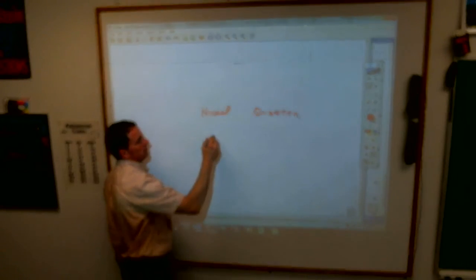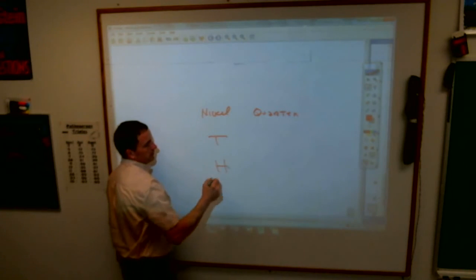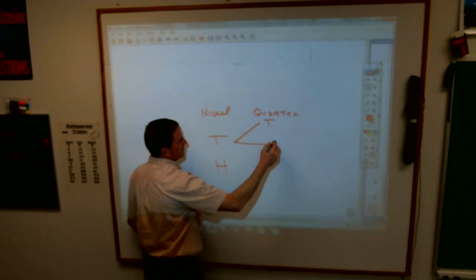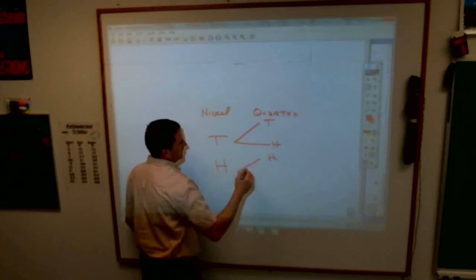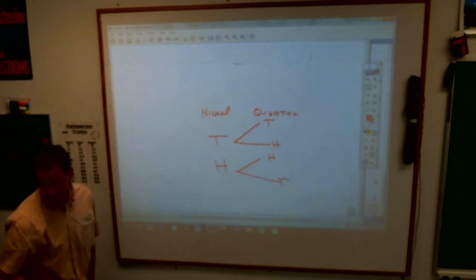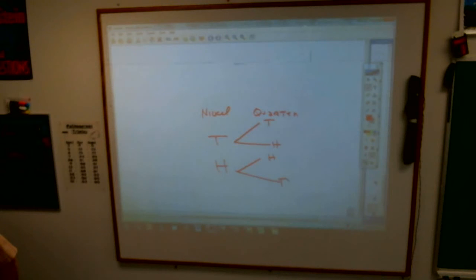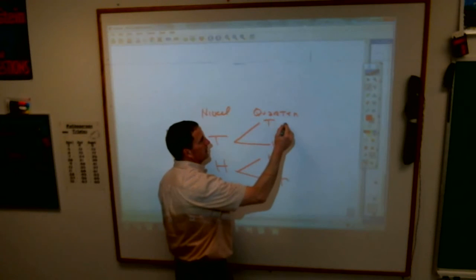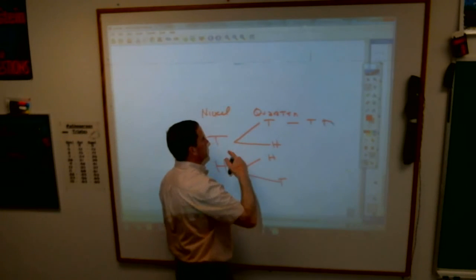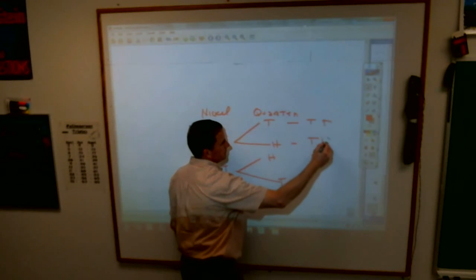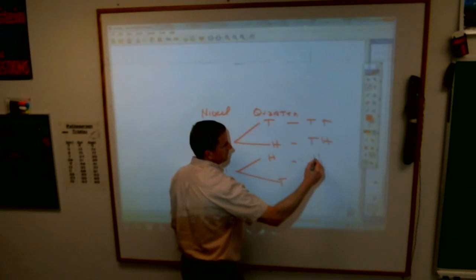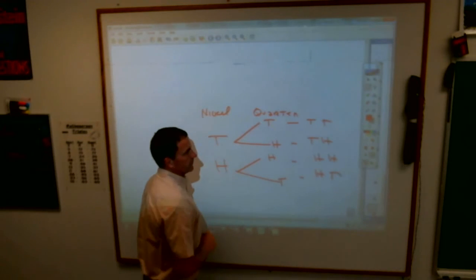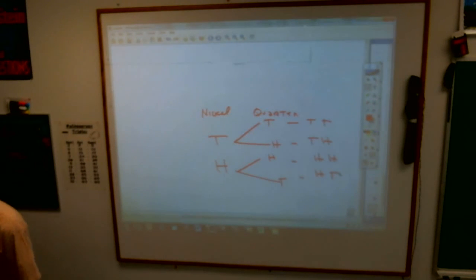When you flip a nickel, you can either get a head or a tail. And then after that, when you flip the quarter, you could also either get a tail or a head. So then when you're listing all of your outcomes, you just follow the little tree around. This would give you 2 tails. This would give you a tail and a head. This would give you 2 heads. And this would give you a head and a tail. There's your tree diagram with your outcomes.